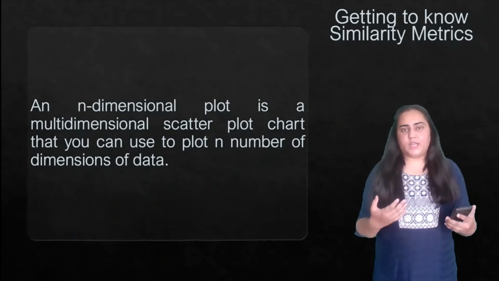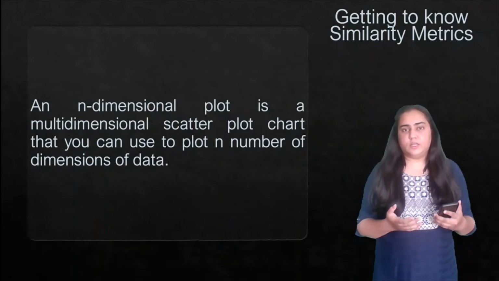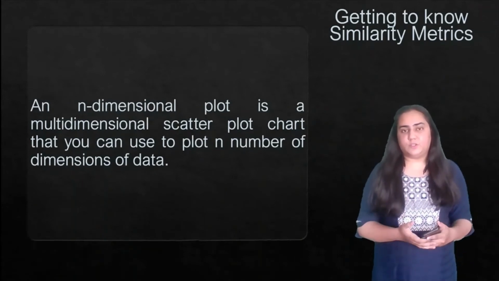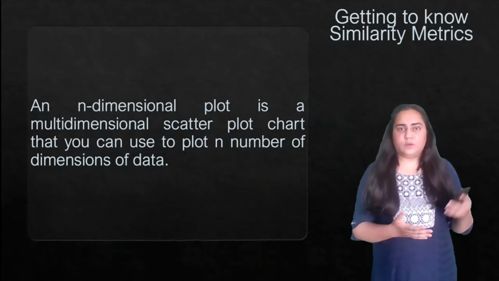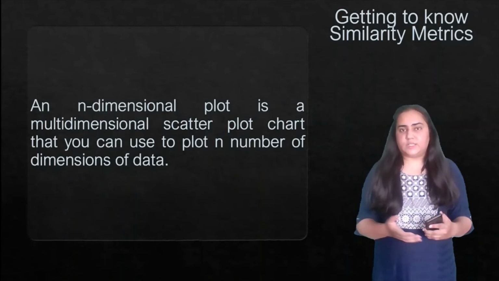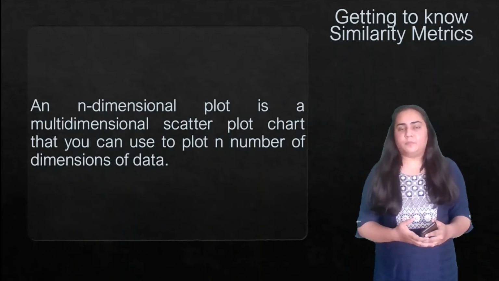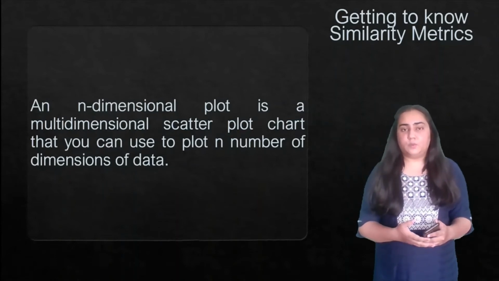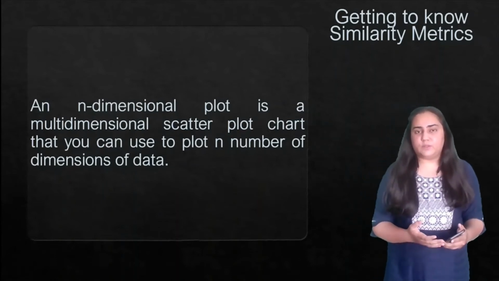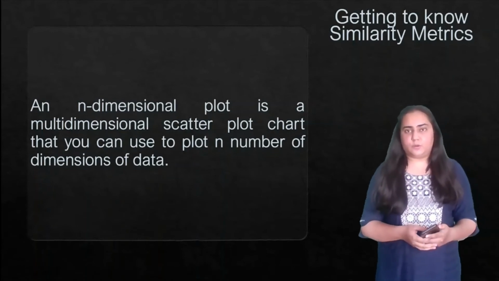Now, what is an n-dimensional plot? An n-dimensional plot is a multidimensional scatter plot chart that you can use to plot n number of dimensions of your data. Usually we only have x and y axis, which is 2D, but obviously your data set could have more attributes than just 2 attributes, and which is why to plot such data, you would use an n-dimensional plot to create that scatter plot.